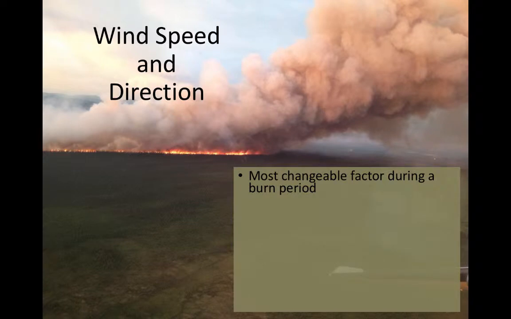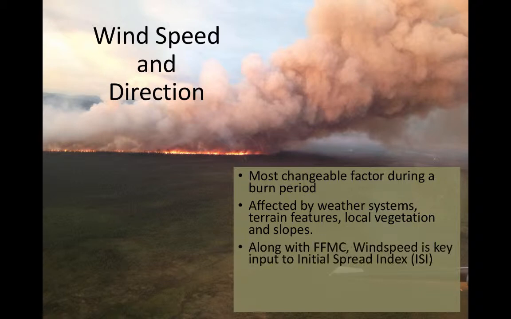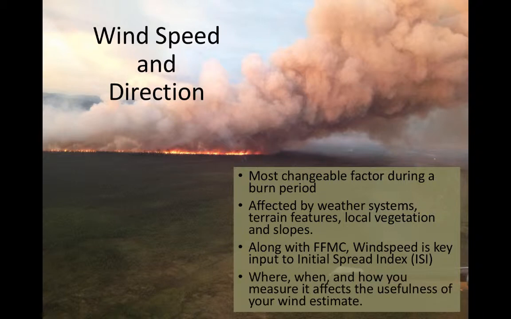Wind speed and direction are the most changeable factors affecting the fire behavior during a burn period. They are affected by weather systems, local vegetation and slopes, and other terrain features like mountain gaps and large bodies of water. Along with the FFMC, wind speed is a key input to the initial spread index. When, where, and how you measure wind and slope affects the usefulness of your winds and your ISI estimates.